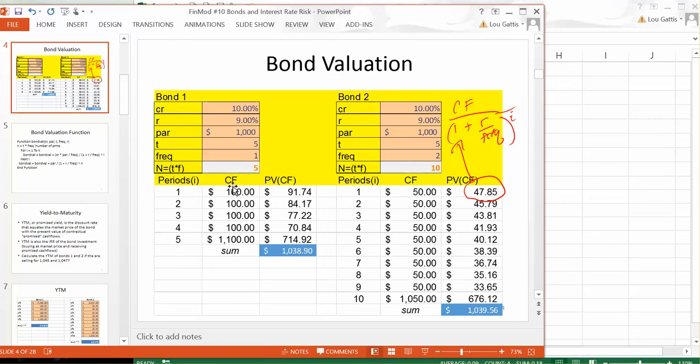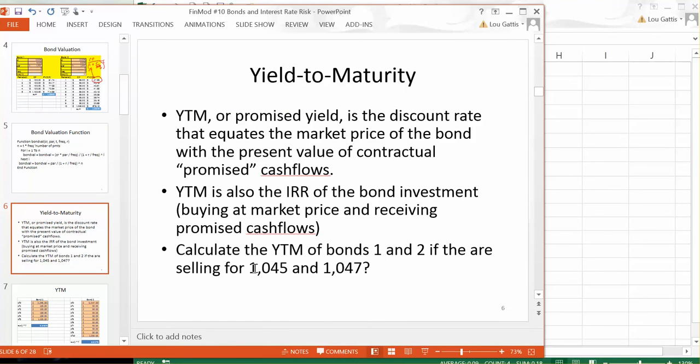In this exercise, we said we want a 9% return. To get a 9% return, we want to pay 1,038. However, we can look at the market price. Say the market price is 1,045. We can then back into, well, what is the discount rate that we expect to earn on the life of the bond given its current market price? So let's assume the first bond is selling for 1,045 and the second bond is selling for 1,047.